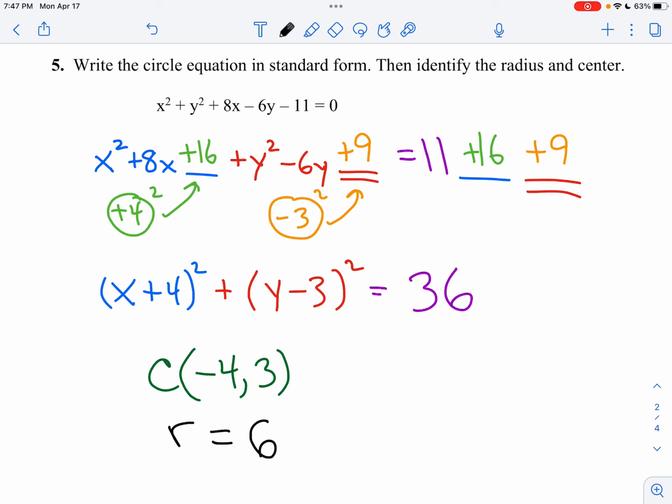So we've seen the standard form equation of a circle, and then we learned how to complete the square to transform it into standard form when it's not given to us.